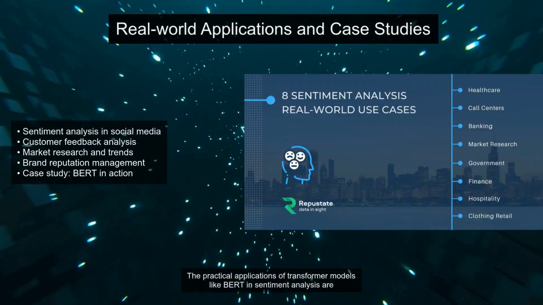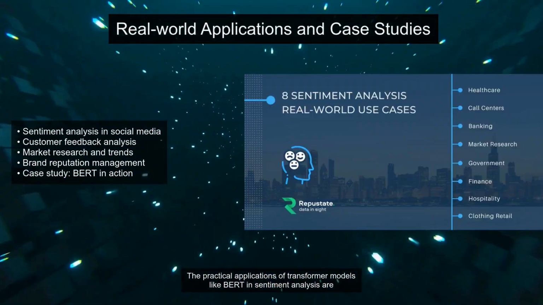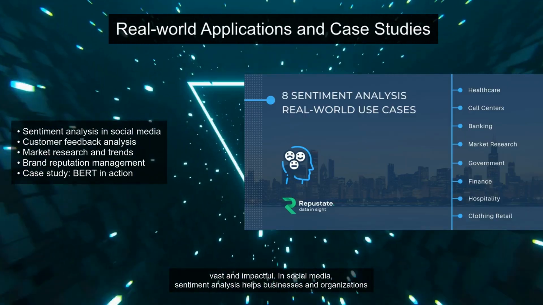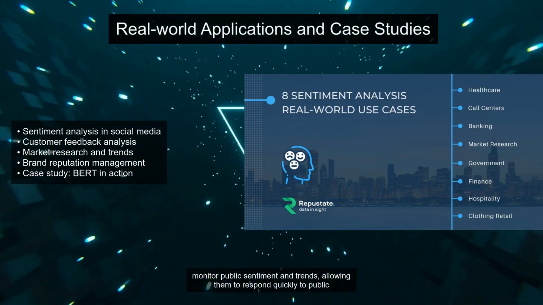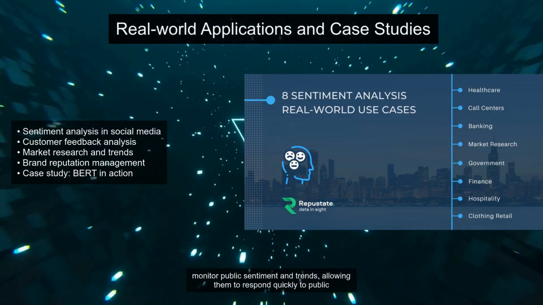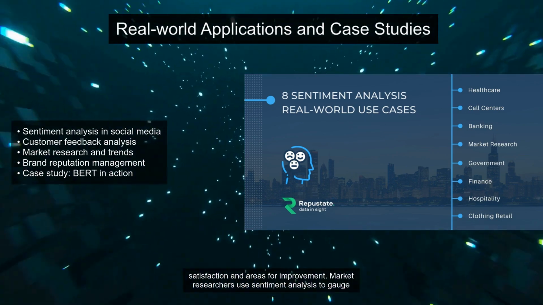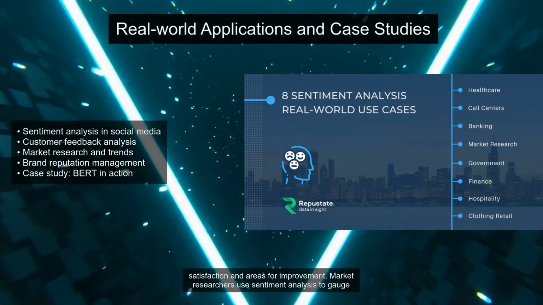The practical applications of transformer models like BERT in sentiment analysis are vast and impactful. In social media, sentiment analysis helps businesses and organizations monitor public sentiment and trends, allowing them to respond quickly to public opinion changes. Analyzing customer feedback using sentiment analysis provides insights into customer satisfaction and areas for improvement.